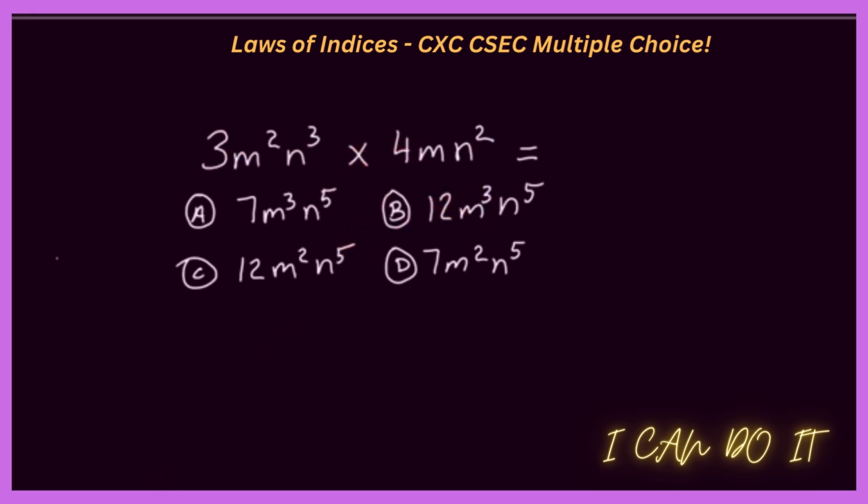And so definitely we know that these options are out. So we have two options to choose from. Okay, so we have 12 in this one and 12 in this one. What about m squared times m?